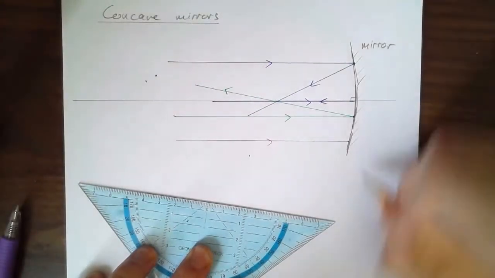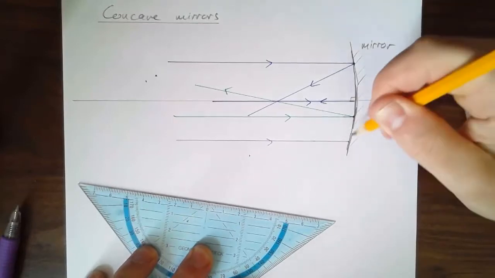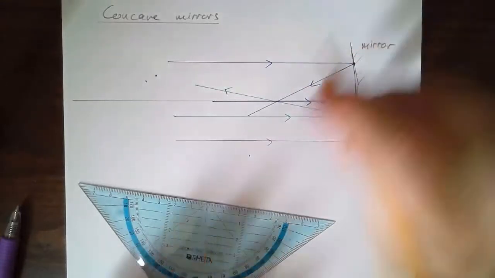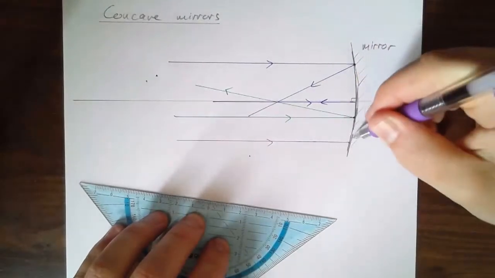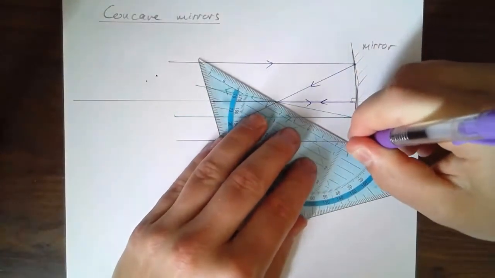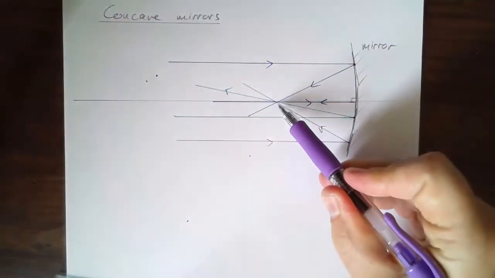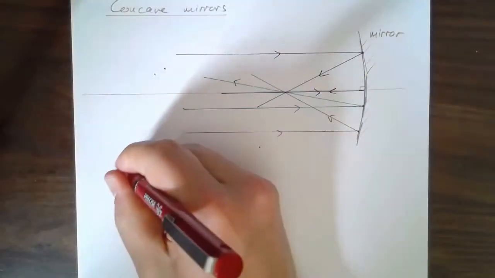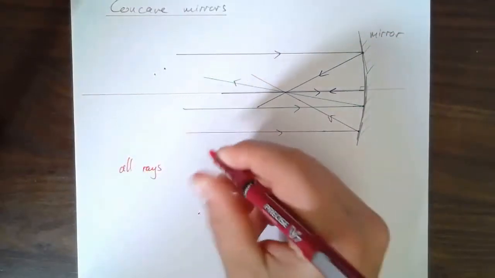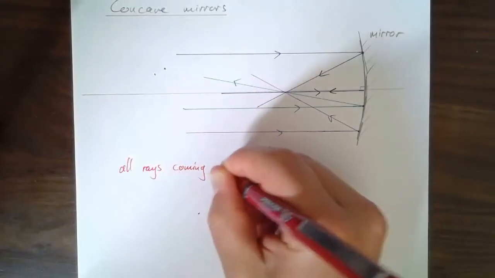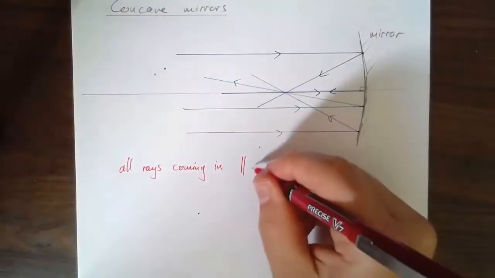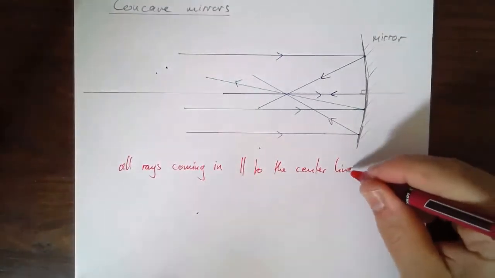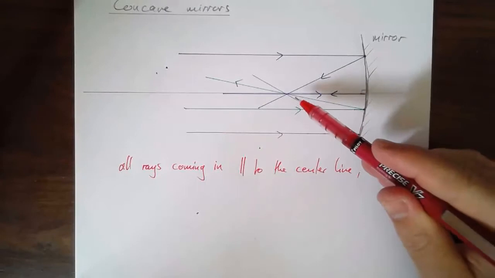And here's my tangent at this point. That's the direction of the mirror at this point. The light ray doesn't care that the mirror has a different orientation up here. It only cares about the orientation down here. And then, this is bent more, so it's going to bend at a bigger angle, and you can show that all those lines go through one and the same point up here. So all rays that are coming in parallel to the center line reflect through a single point.